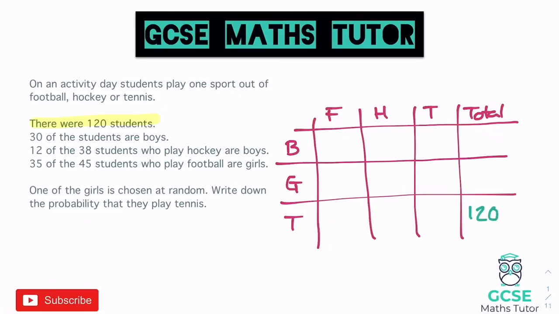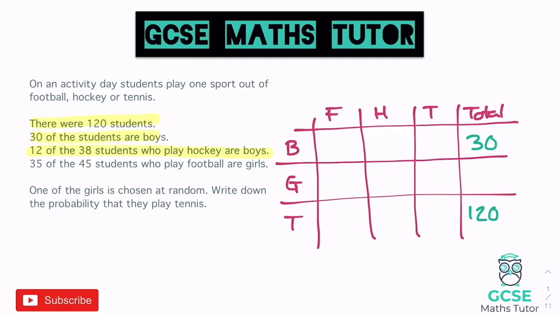It's 120 in total. We've got 30 of the students are boys. So in the boys column, total is 30. The next one there, we've got 12. Let's have a look. This has got 2 bits of information here. It says 12 of the 38 students who play hockey are boys. So that says 12 of the people that play hockey are boys, and that's out of the 38 that play hockey. So 12 are boys.